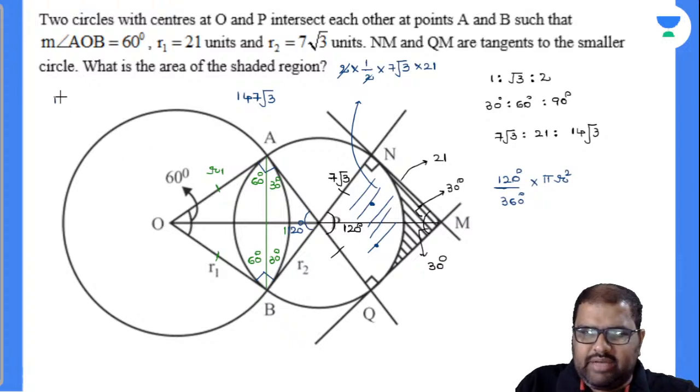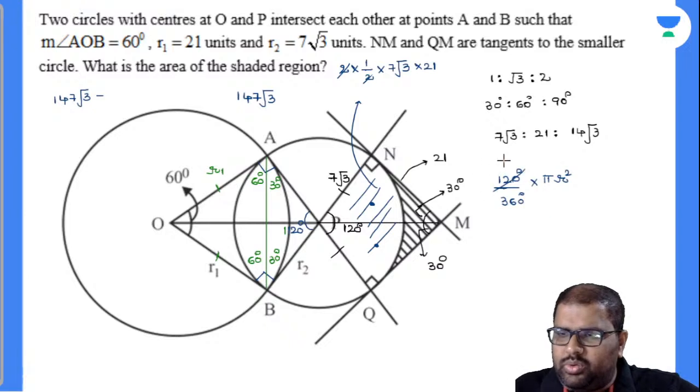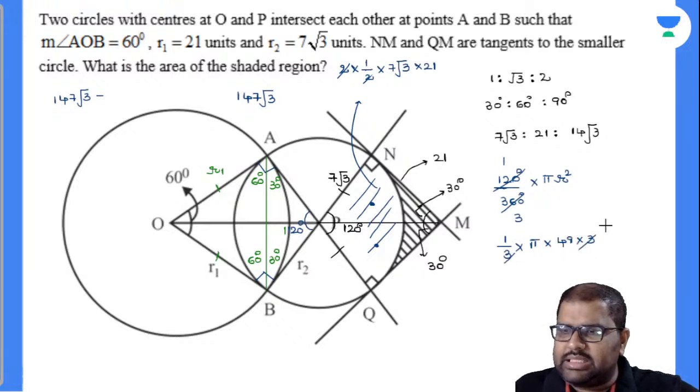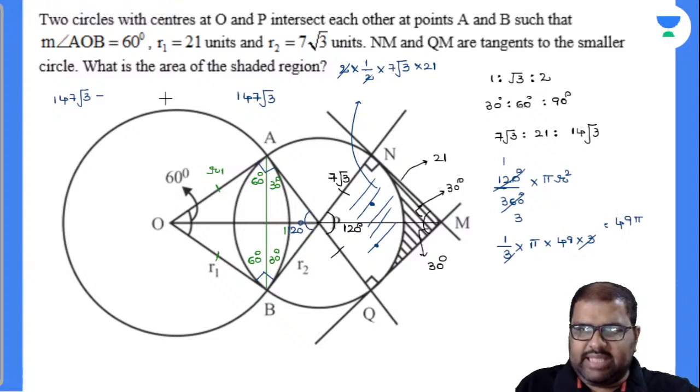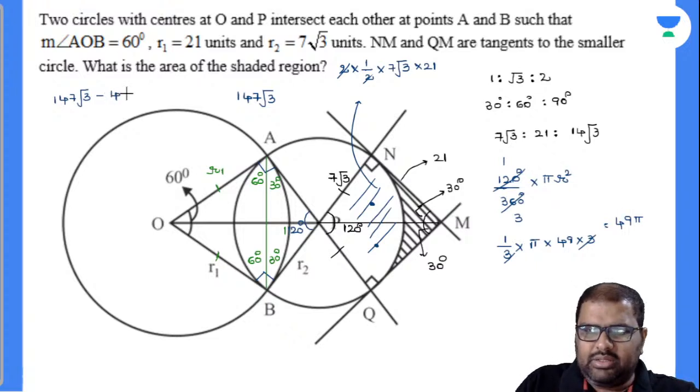So 147 root 3 minus, what is this value there? Radius is how much? 7 root 3. So I'll write down here 1 by 3 into pi into 7 root 3 squared, which is nothing but 49 into 3. This 3 and 3 get cancelled. So the area of my sector is nothing but 49 pi. So if I remove the sector area from the total quadrilateral area, then that will be my shaded area, right? So is this my area? Shaded area, please let me know. Yes, perfectly.